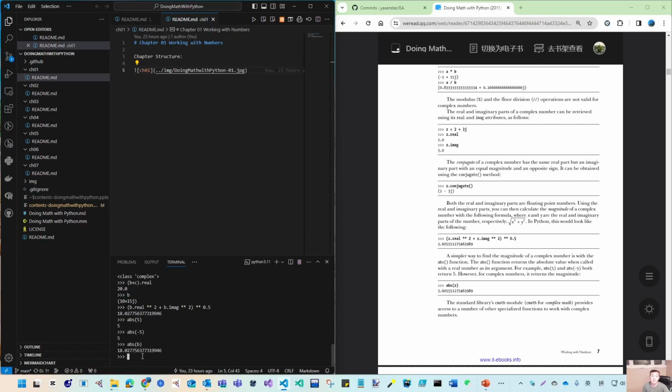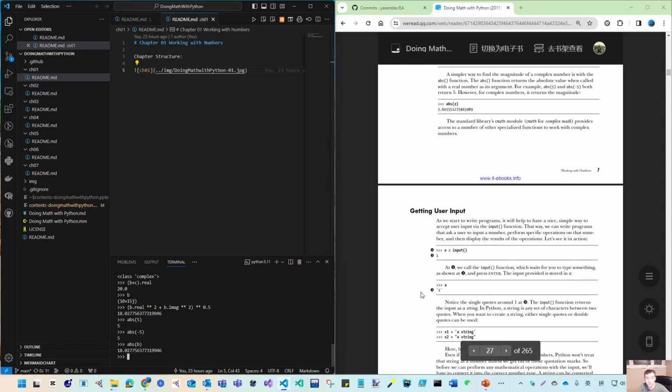I hope you also, either in IDLE or in the terminal in VS Code, have successfully tried those operators. Those are another review of your existing knowledge.